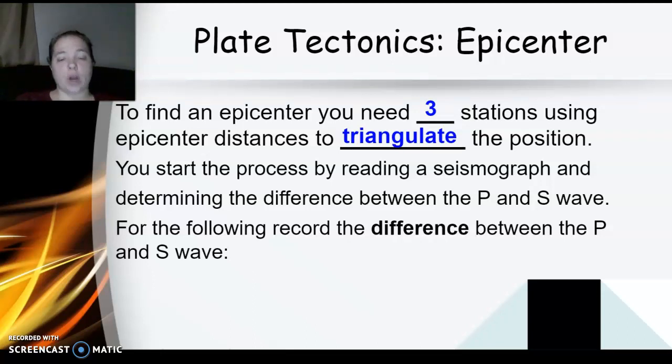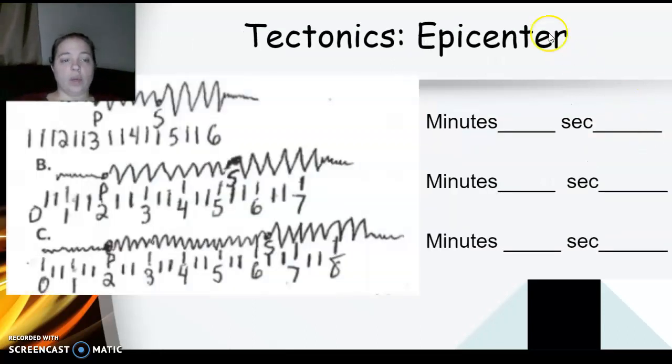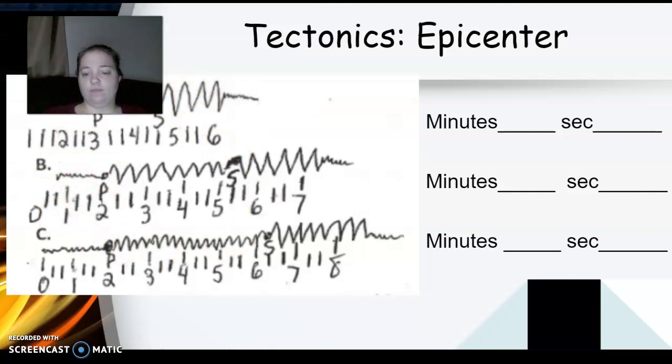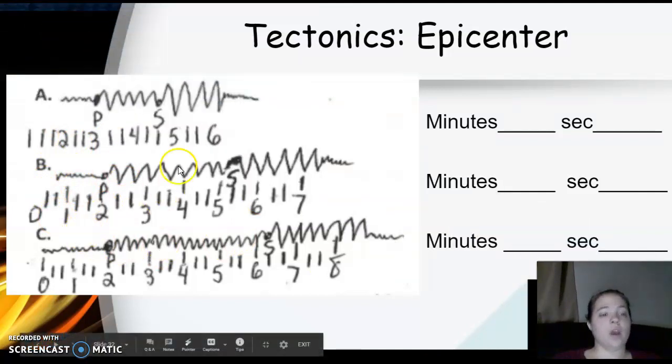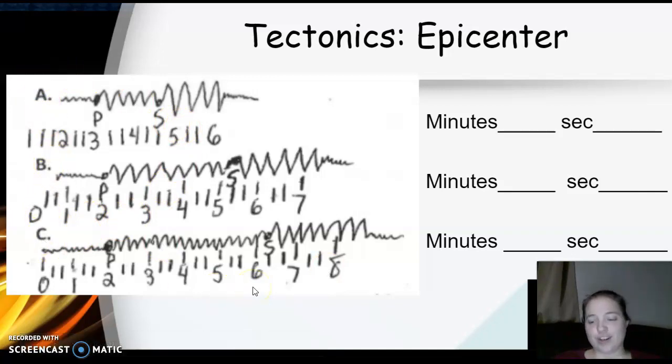You start the process by reading a seismograph from a seismometer and determining the difference between the P and S wave, or the lag time. For the following, record the difference between the P and the S waves. Right here, I have A, B, and C. I'm sorry, it's not the best picture. This is what you would see if you were in class.